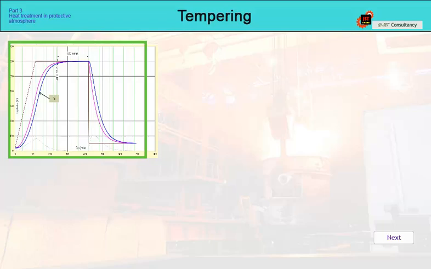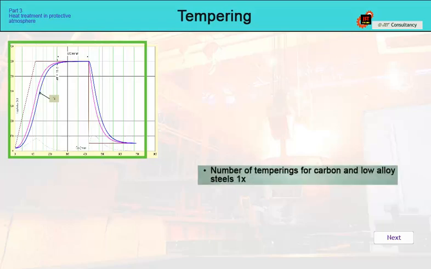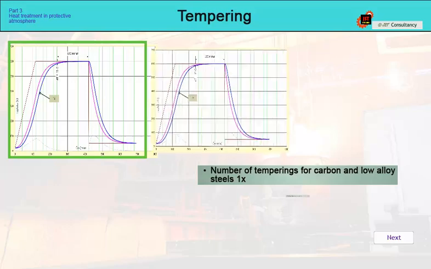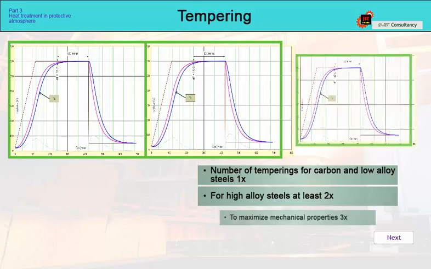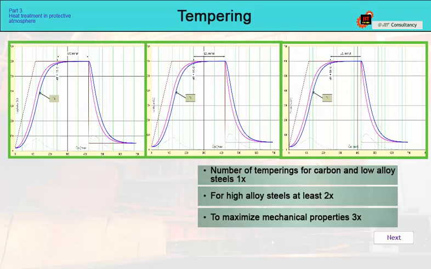This varies depending on the steel grade and the application. Although there are processes where tempering is not performed at all, a minimum of 1 tempering is required for standard quenching processes. For steels or processes where a large amount of residual austenite can be expected, 2 temperings are recommended, and in cases where maximum mechanical properties and dimensional stability are required, 3 temperings are recommended. The reason is as follows.